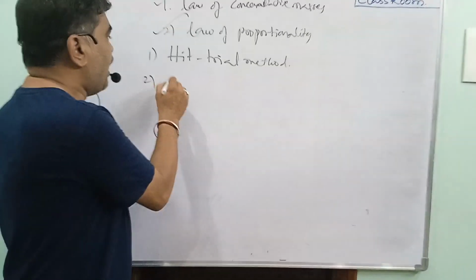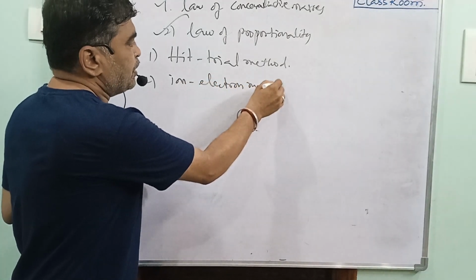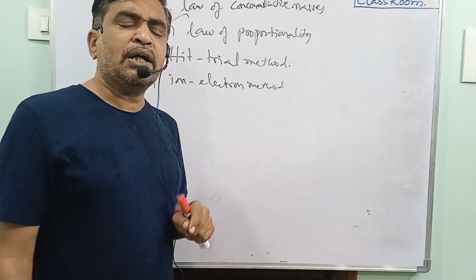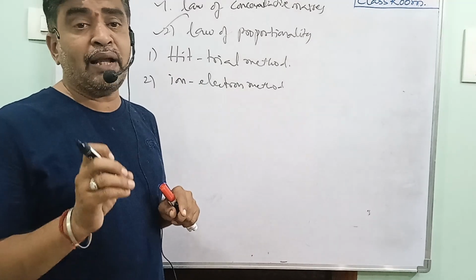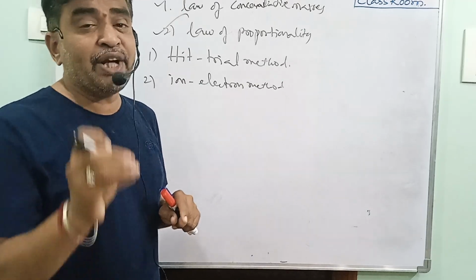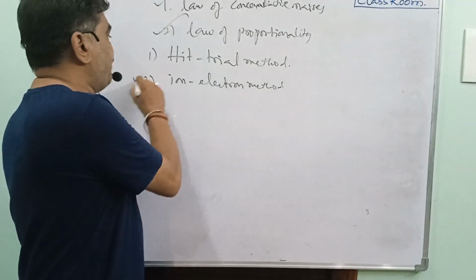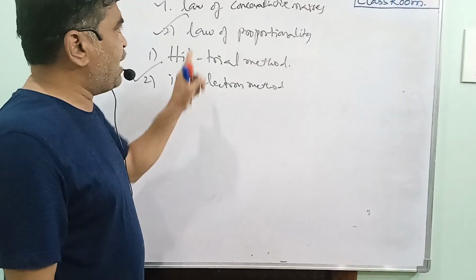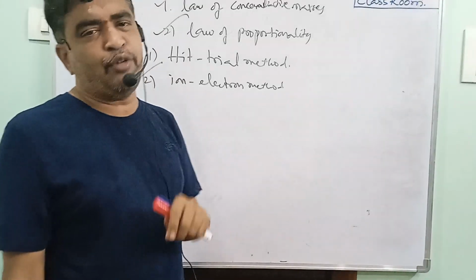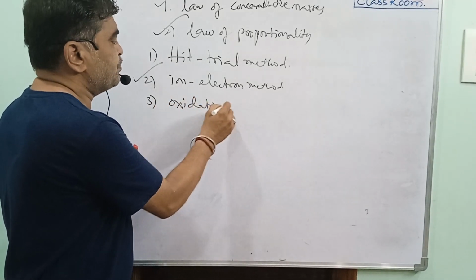The second is called the ion electron method. In this, the reaction is completely balanced. The oxidation states of the elements and the charges are also balanced with this ion electron method. Nowadays, to balance the equation, we follow the ion electron method. The third one is called the oxidation state method.